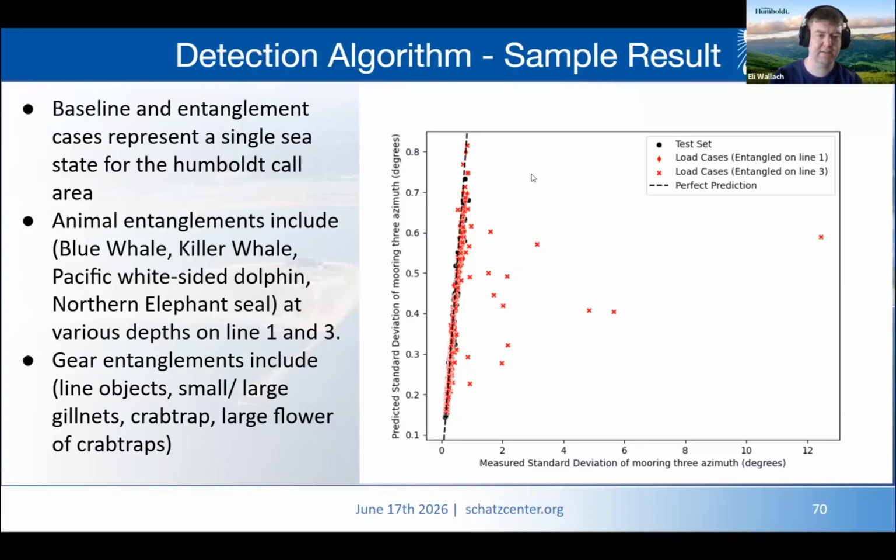The figure on the right of this slide shows the measured and predicted standard deviation for the mooring line azimuth. In black for the baseline cases not used in training, and in red for the entanglement cases. You can see many of these load or entanglement cases fall near the 1-to-1 perfect prediction line, while some fall far outside of this perfect prediction, indicating some detectability using this approach.